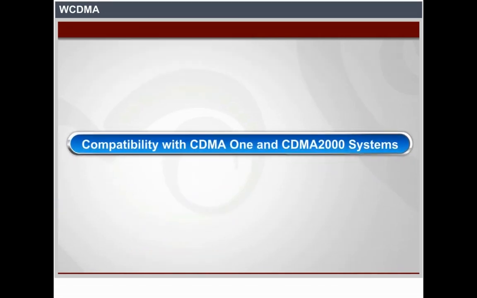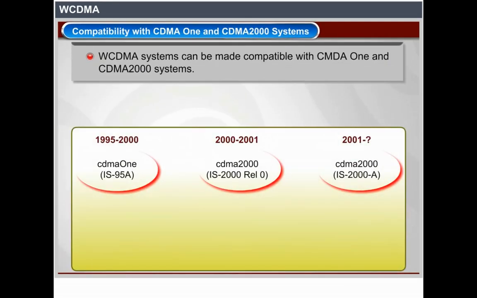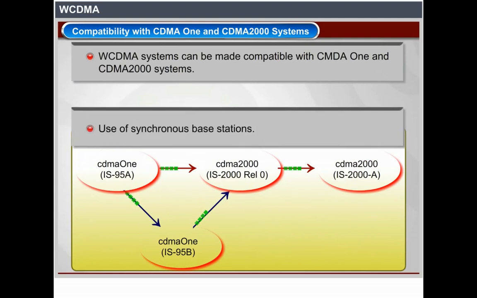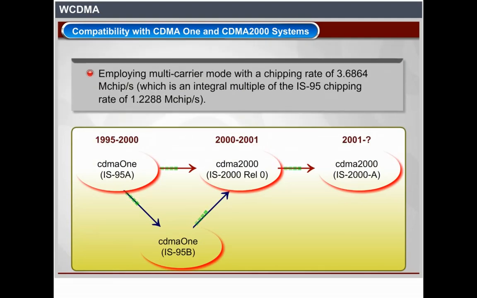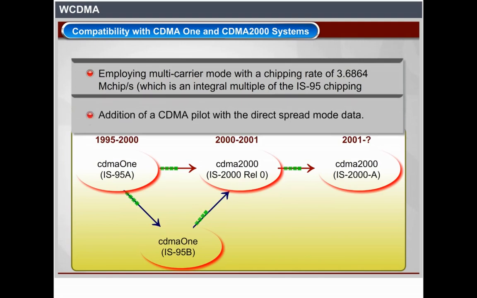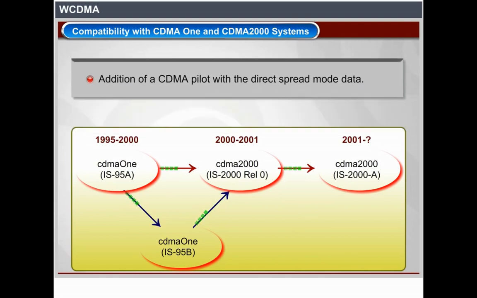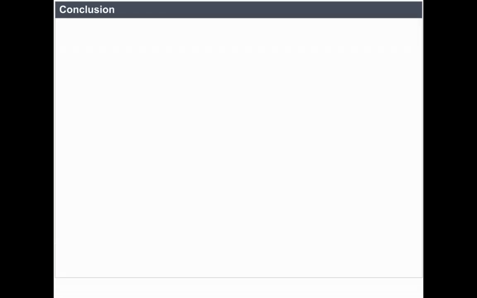Compatibility with CDMA 1, CDMA 2000 systems. WCDMA systems can be made compatible with CDMA 1 and CDMA 2000 systems. Use of synchronous base stations. Employing multi-carrier mode with a chipping rate of 3.6864 M chips, which is an integral multiple of the IS-95 chipping rate of 1.2288 M chips. Adding a CDMA pilot to the direct spread mode data.